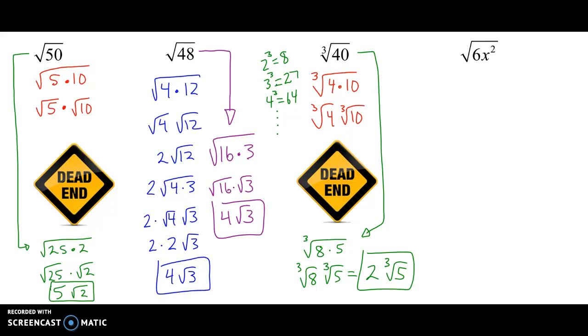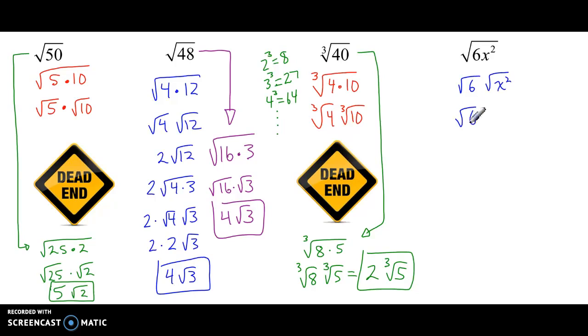You also are expected to do this with variables. Like here, we've got square root of 6x squared. And the problem here isn't breaking the numbers into 2 parts or something like that, but it's a little more direct. It's already kind of broken up for us. And the square root of 6 is just going to be the square root of 6. It's not going to simplify any. But the square root of x squared obviously simplifies.